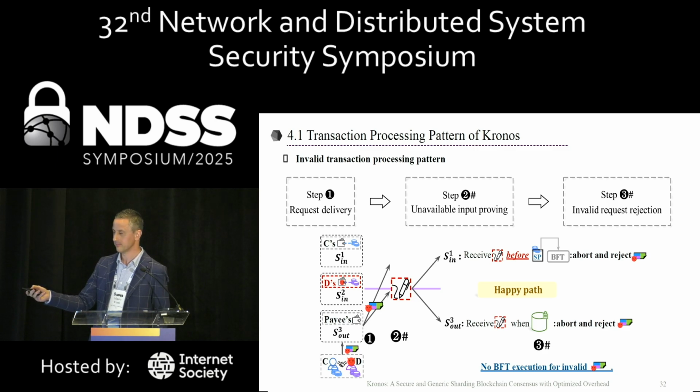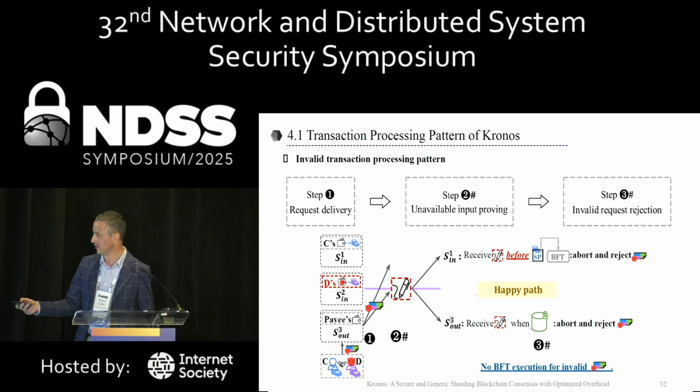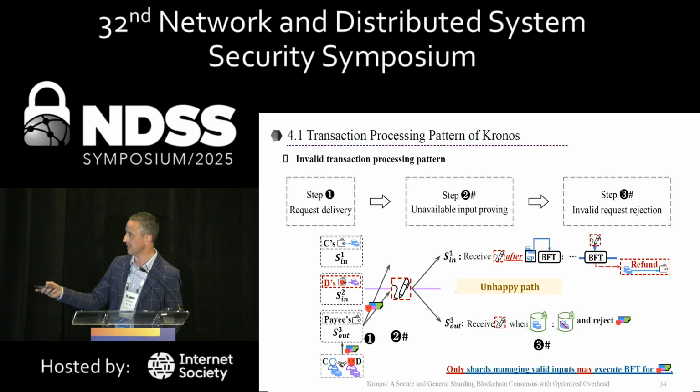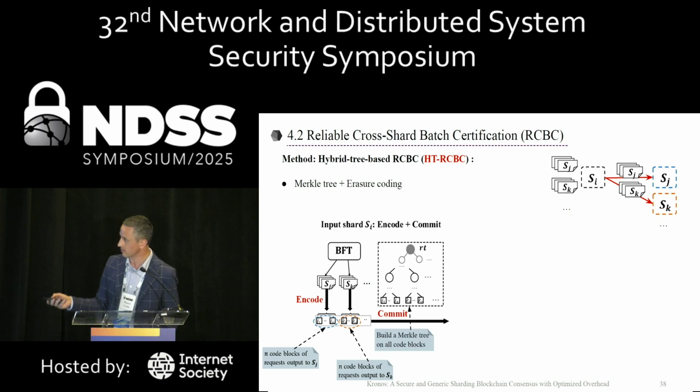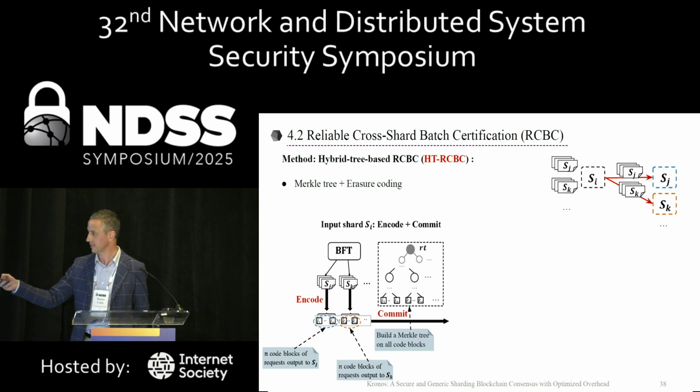In the case of the unhappy path, basically what will happen is that this will have already done the BFT, so we need to run another BFT for the refund. In this case, it also will cost no BFT in the receiving node. So very quickly, then we can go again into the details if you like.